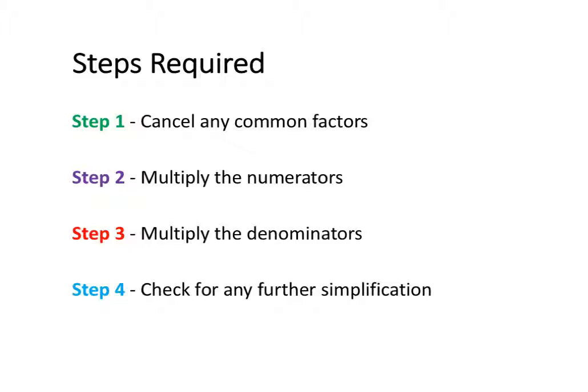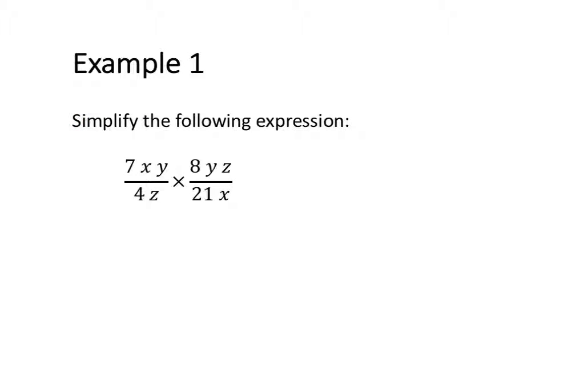Now let's have a look at a couple of examples. In the first example, we want to simplify the expression 7xy over 4z times 8yz over 21x. So step 1 is to check whether there are any common factors we can simplify or cancel out. I first notice I've got an x up the top and an x down the bottom, so I can cancel my 2 x's out. Then I've got a z up the top and a z down the bottom, so I can cancel my 2 z's out.